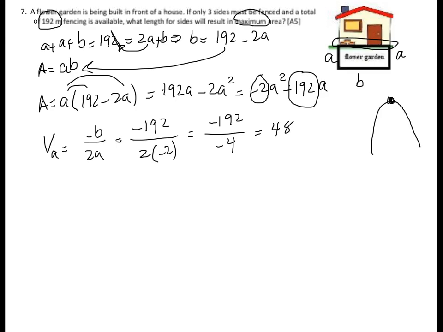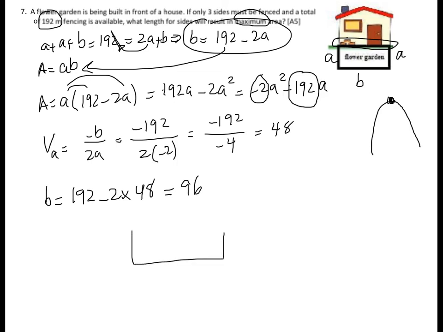Now to find the value for b, I'm going to use this equation. I'm going to say b is 192 minus 2 times 48, which is going to give me 96. So this means that if I have a rectangle, this to be 48, this to be 48, and this to be 96, is going to give me an area which is the maximum.